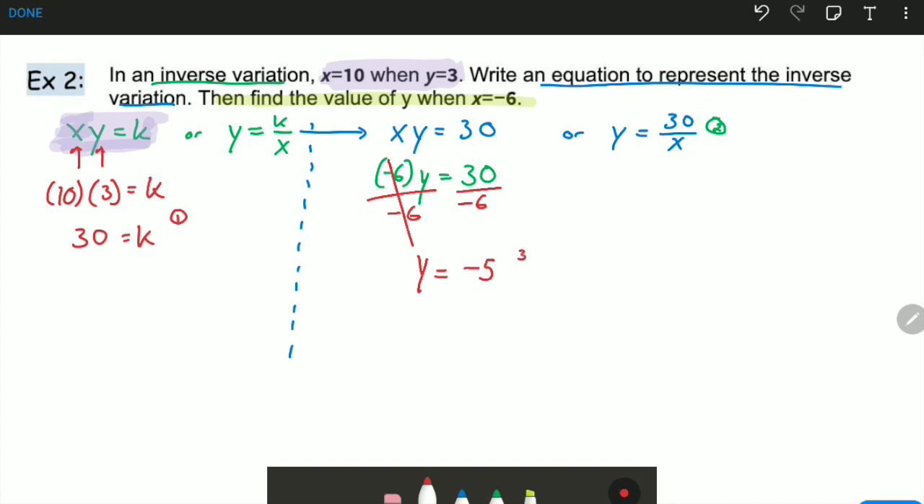And the last thing that we are usually asked for is this last part right here. So a lot of variation questions will ask you for one of three things: either the value of the constant of variation, the equation, or to use the equation. And all three were actually done here. It's just about where you stop at.